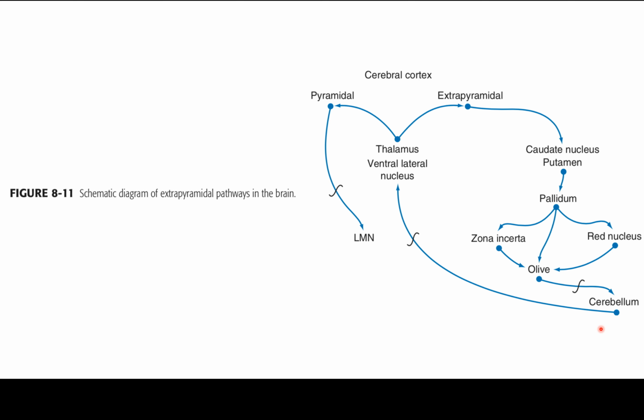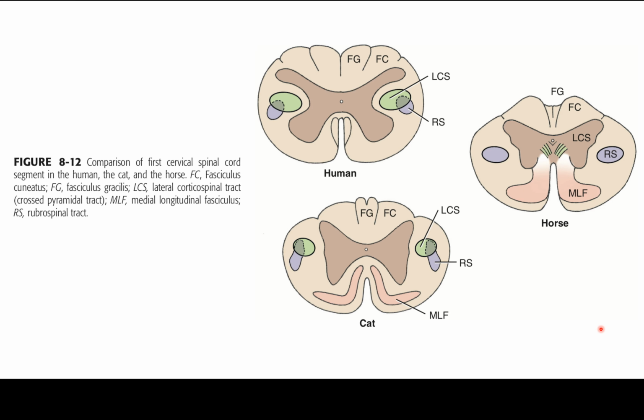A comparison of the development of the UMN tracts in the human, the cat, and the horse craniocervical spinal cords reveals the decrease in importance of the pyramidal system, corticospinal tract, and the increase in the contribution of the extrapyramidal system, rubrospinal tract, in the domestic animal. Figure 8-12. Upper motor neuron function. The functions of the UMN are summarized as follows.